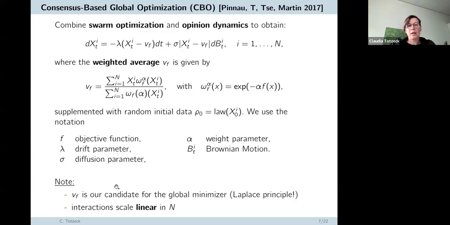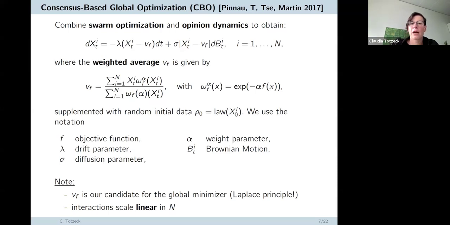And what is nice now is, this is an SDE. It's a bit complicated because of the structure with the weighted average, because this makes it non-local and also non-linear because of f and the exponential. But you can use your favorite stochastic solver for stochastic differential equations. For example, I usually just use Euler-Maruyama. Then I have a discretization of this, and I can implement. And if I take the Vf using the information of the last time step, then the interactions scale only linearly.